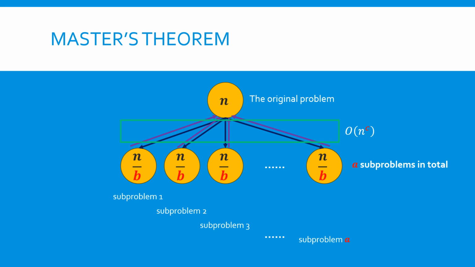The divide and merge steps together, highlighted by the green box, can be completed in O(n^C) time. Note that the time complexity is computed based on the size of the original problem, not the size of the subproblems. This means that the total amount of time spent on the first recursion layer is O(n^C).